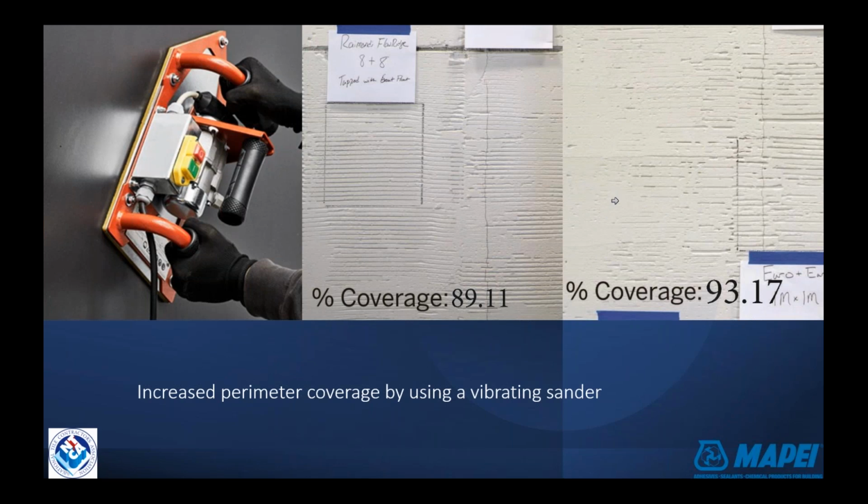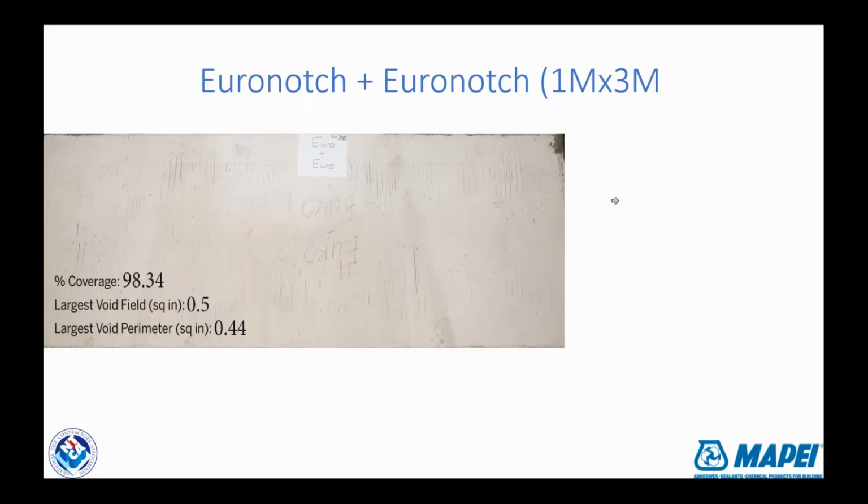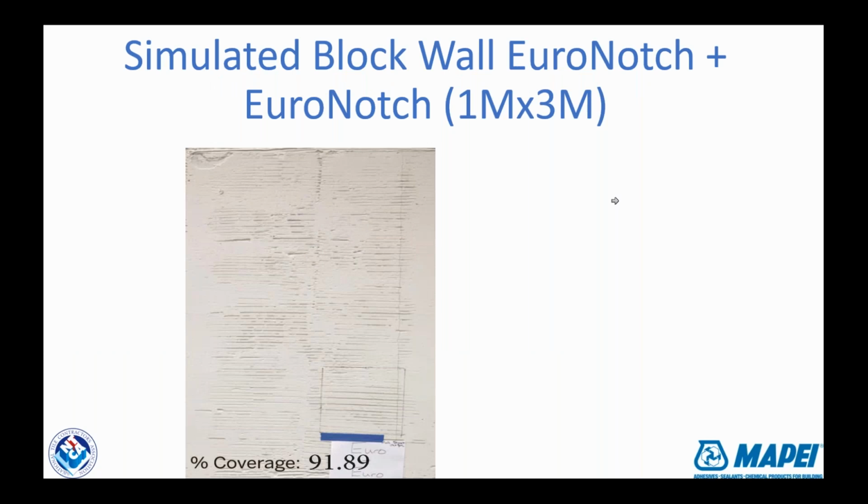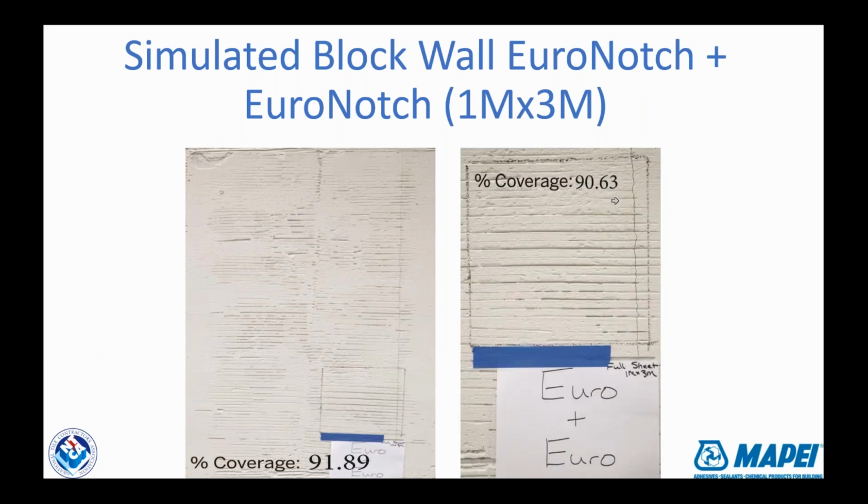We measured everything. We installed it different ways. We walked it in. We put stand-up vibrator machines on it, 2x4s with carpet on it. I mean, we used a variety of different methods. Euro Notch. Again, 98% coverage. 93%. That was a full sheet. Simulated block wall. Again, different methods of tapping it in gave us different percentages of coverage.